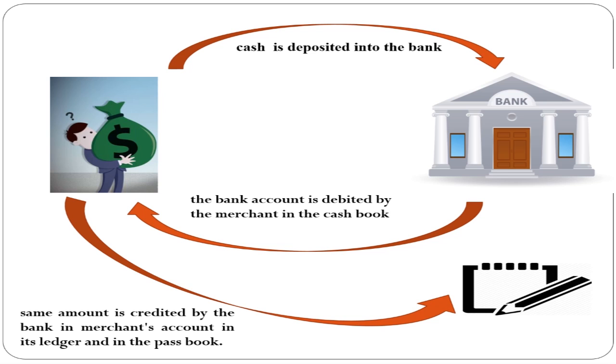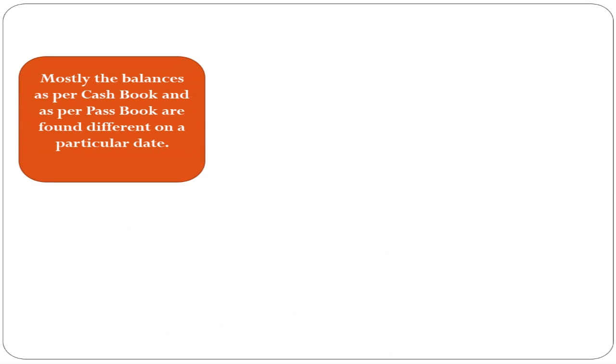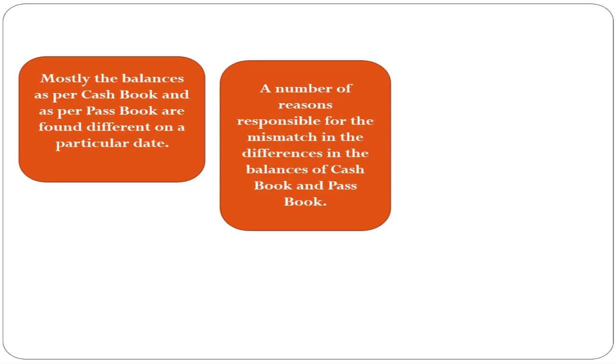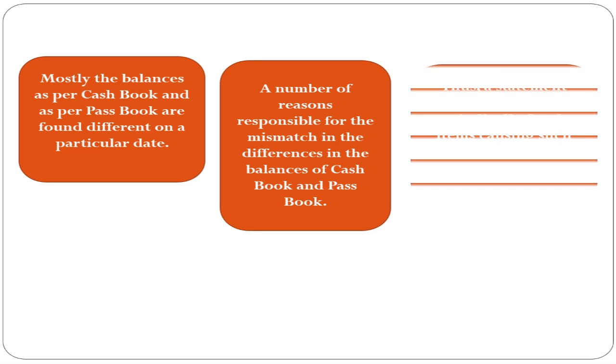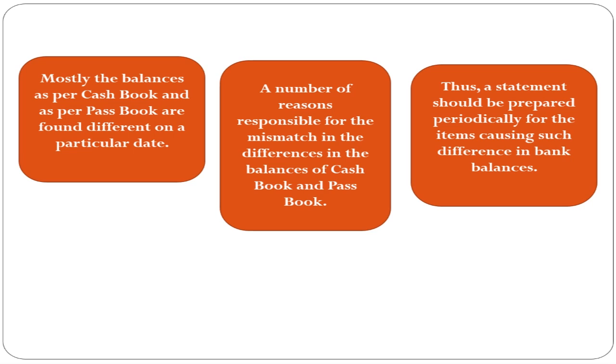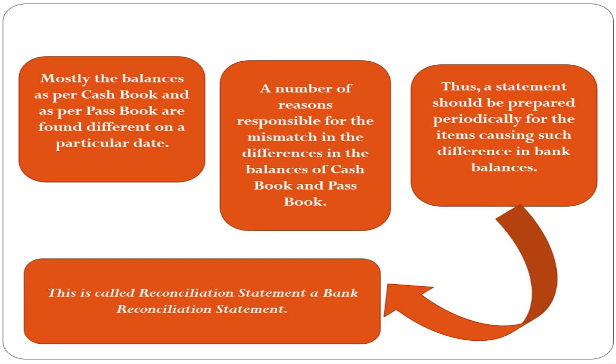but in actual practice, it does not happen. Mostly, the balances as per cash book and balances as per passbook are found to be different on a particular date. A number of reasons are responsible for the mismatch in the balances of cash book and passbook. Thus, a statement should be prepared periodically for the items causing such difference in bank balances. This is called a reconciliation statement or a bank reconciliation statement.